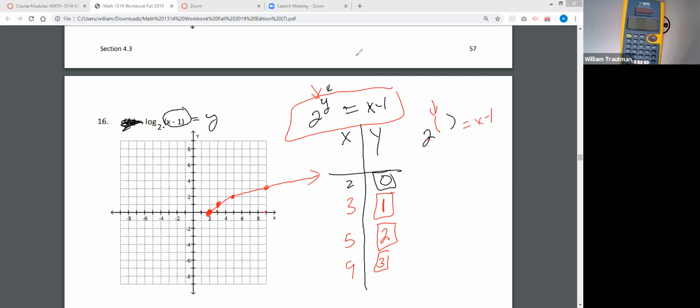If I put a -1 in there, 2 to the -1 power, I'm going to use decimals in this case. 2 to the -1 power is 0.5. Bring the 1 over by adding 1. X equals 1.5. So if I put a -1 into the y, then x equals 1.5. 1.5 and -1 is here. If you keep on continuing, your graph goes like this.